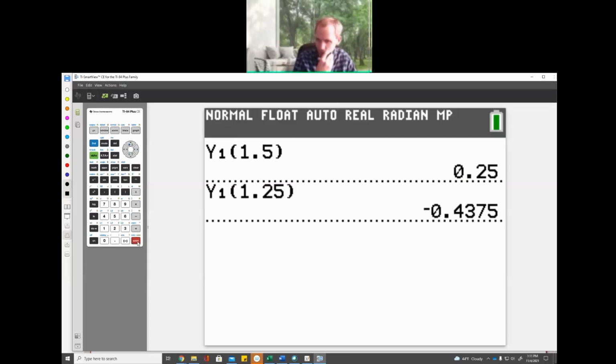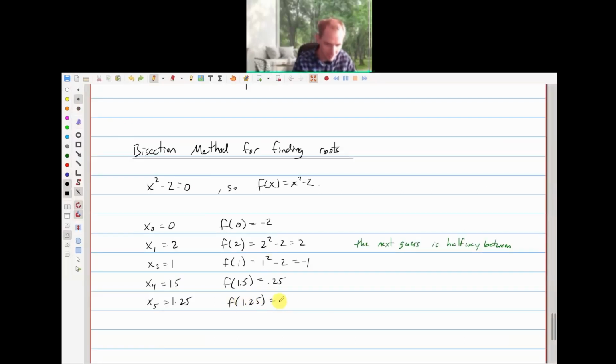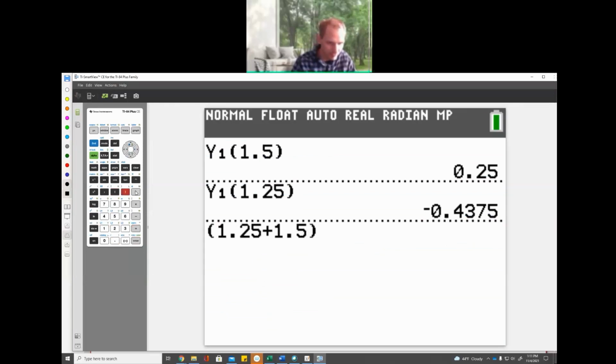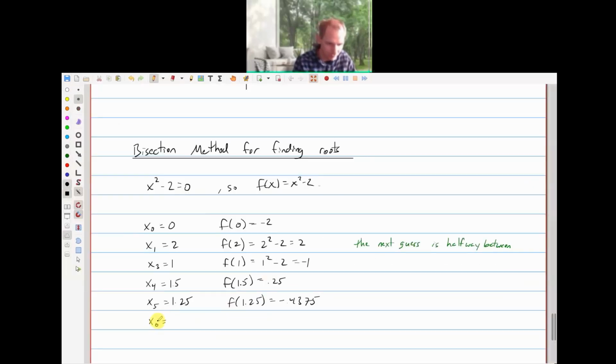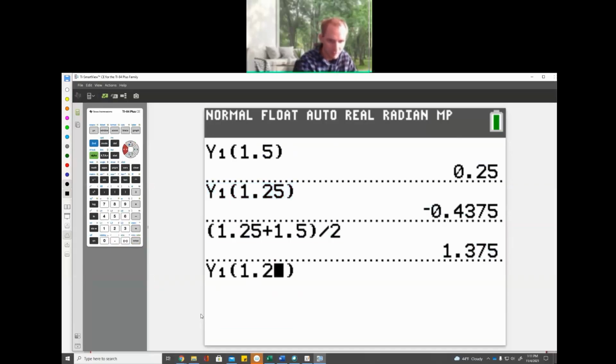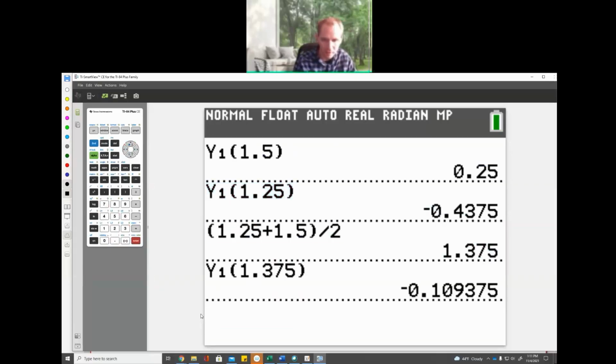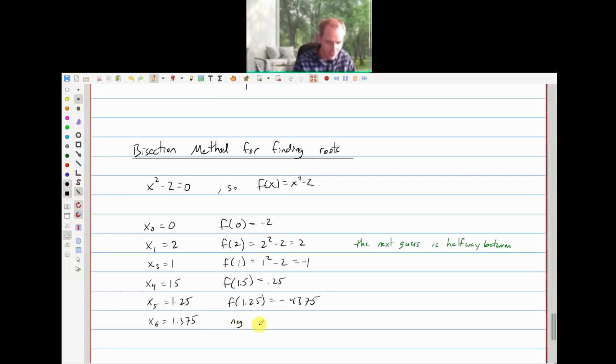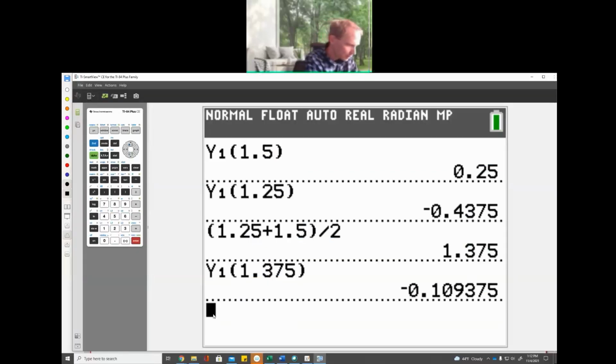Okay, and I get a new negative, 0.4375. That's a negative, so now I know that the actual value is in between 1.25 and 1.5. So I average those together, and I get 1.375. Okay, and I plug that into my function, and we get a negative. So that replaces this negative, so now I'm in between 1.5 and 1.375. So I take 1.5 and 1.375, and I average them.